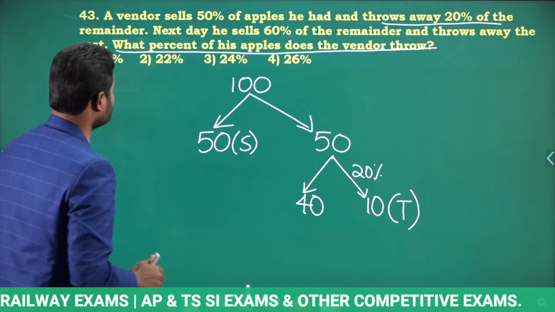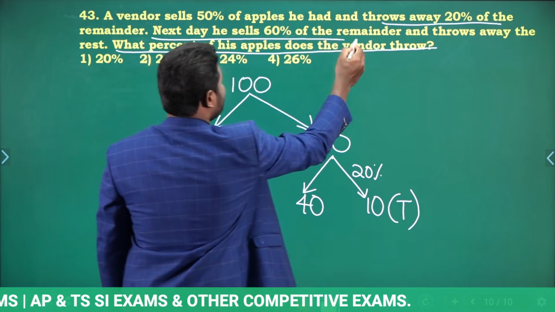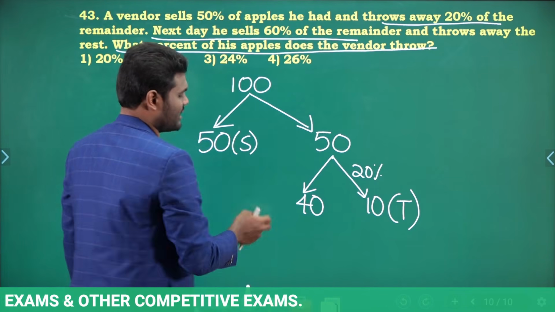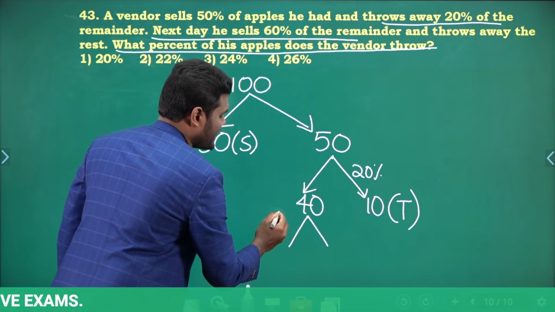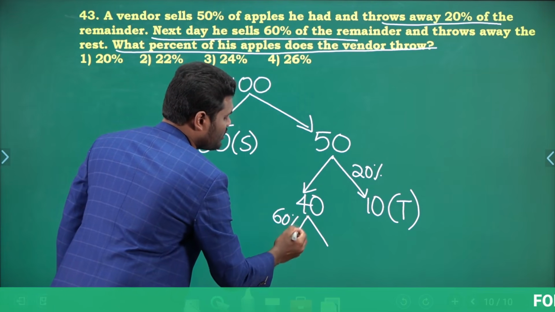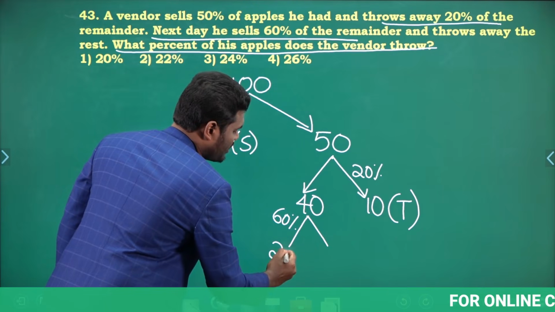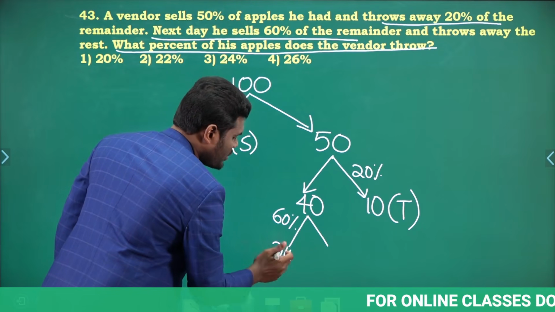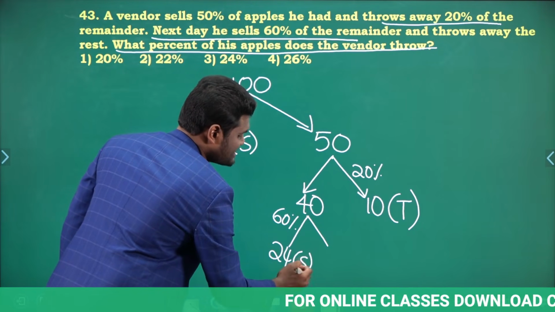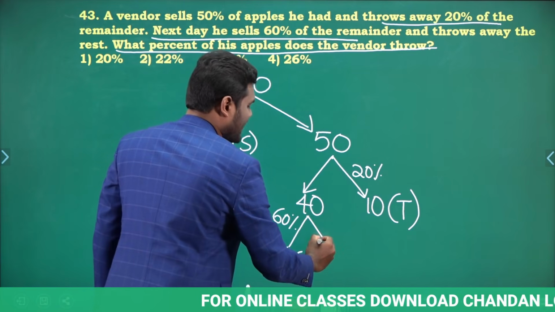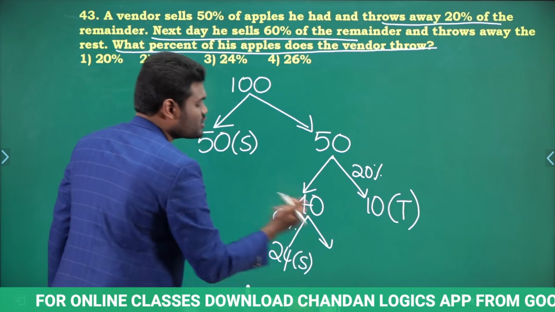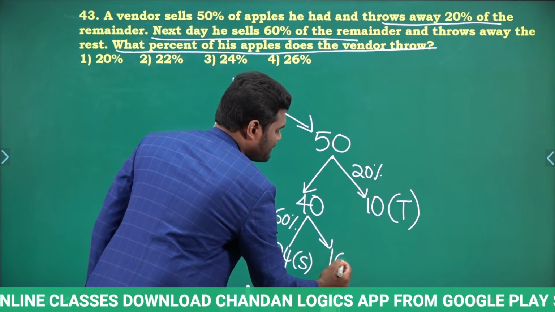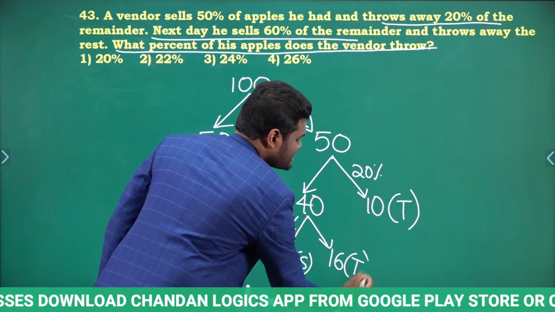Now, next what he has done? Next day, he sells 60% of the remainder. So, 60% of remainder means 60% of this 40 apples. So, 60% of 40 is nothing but 24. He is going to sell these 24 apples and throws away the rest. Rest means out of 40, already 24 apples are sold. So, remaining balance is 16 apples. Now, he has thrown these 16 apples.